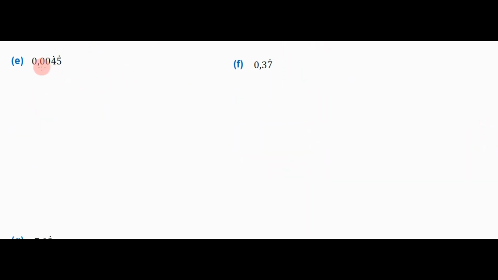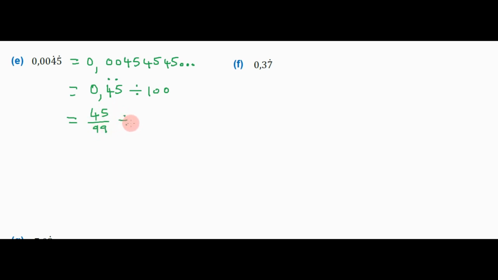In E, we have 0.0045 recurring. This, of course, is 0.00454545, etc. Once again, we want the digits that are recurring to be directly behind the comma. So we can rewrite it as 0.45 recurring, but now divided by 100. We have 2 digits behind the comma recurring, so it's 45 divided by 2 nines, 99, and then divided by 100 still. We can simplify this.